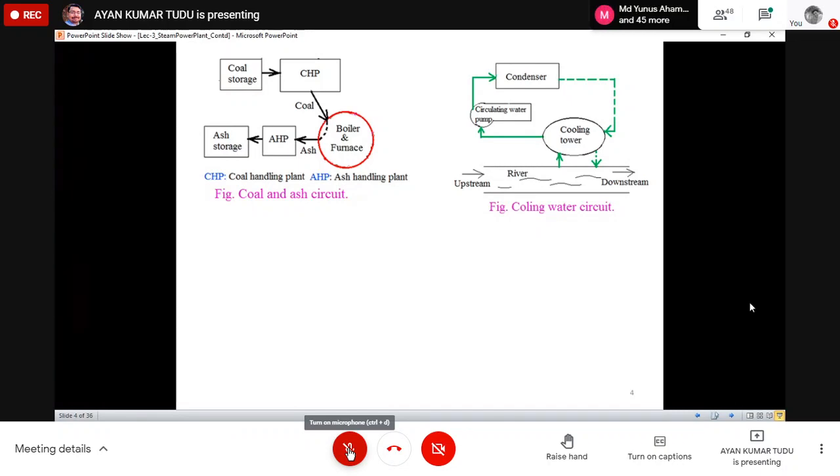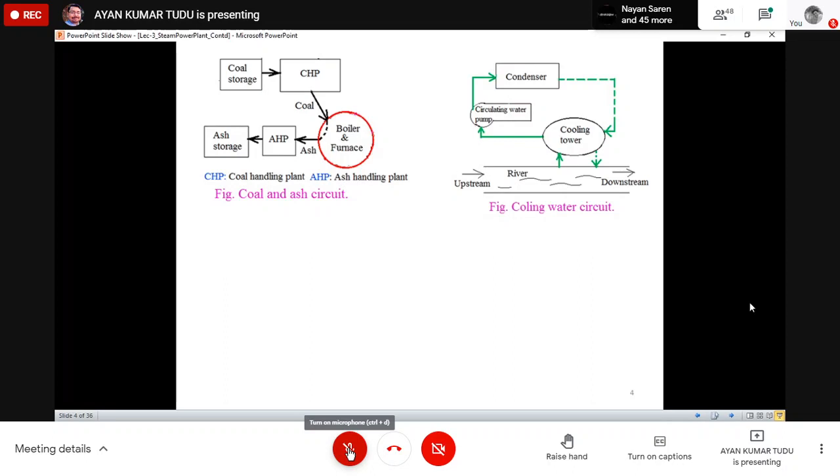So in this figure, on the left-hand side you have the coal and ash circuit, and on the right-hand side, the cooling water circuit. Okay, it should be COO; please forgive me for that spelling mistake. First of all, let us talk about the coal and ash circuit.